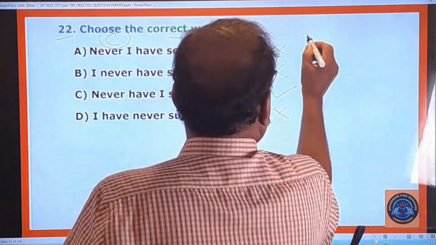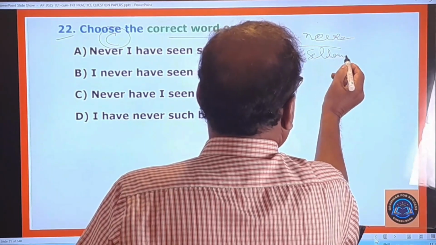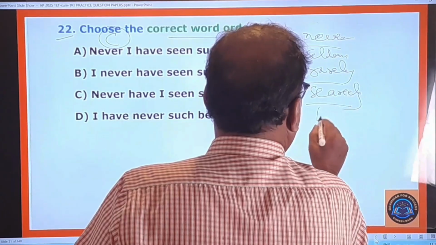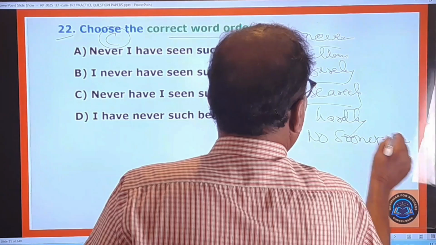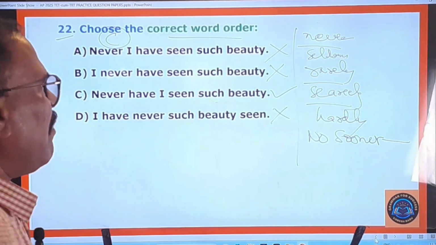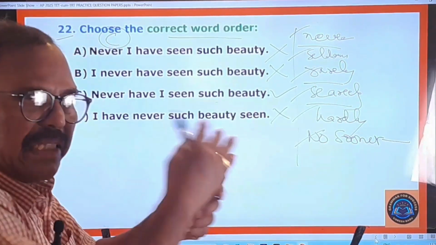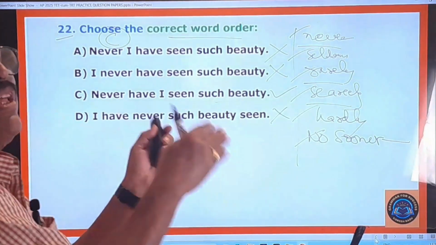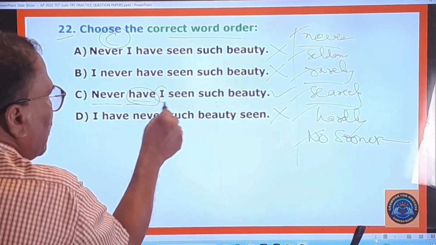for example, never, seldom, rarely, scarcely, hardly, no sooner than. So there are so many words, they are all negative adverbials. Whenever you begin the sentence with these negative adverbials, the sentence structure must be in the inversion. Inversion means first helping verb, then the subject. So here you picture, never have I, first helping verb, then subject.